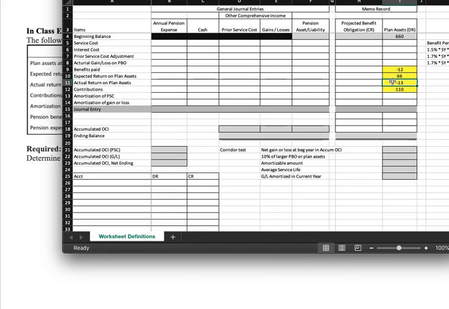So don't put 66 and don't go in here and say, oh, well, I expected 53. We understand that. This actual return is to bring your expected down to actual. So the sum of these two is what you want to show at 53.